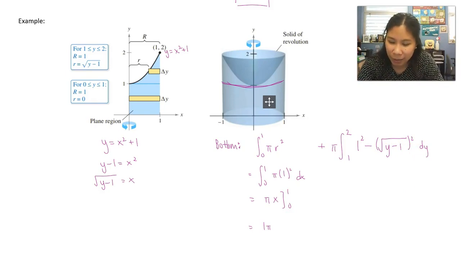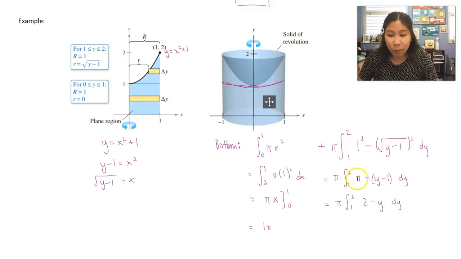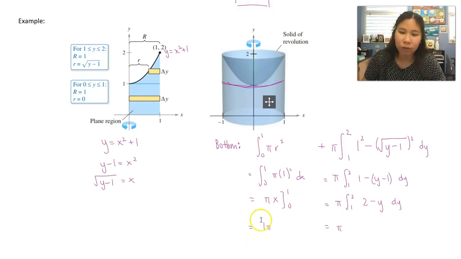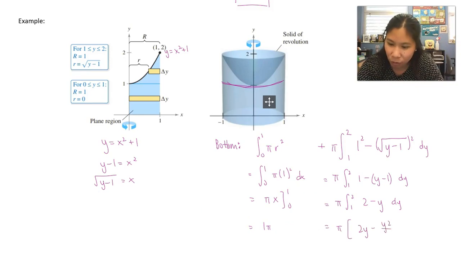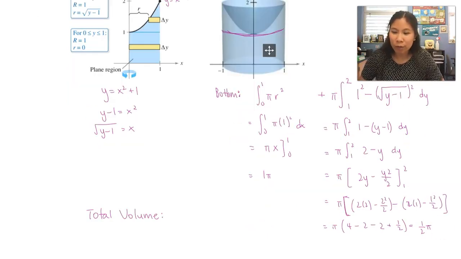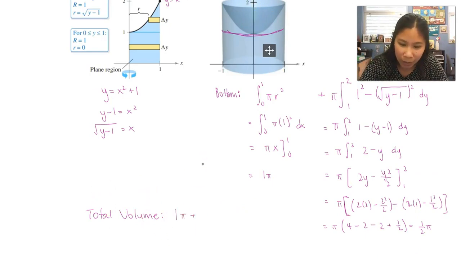Okay, then simplifying this down, I end up with 1 minus y minus 1, which really simplifies to 2 minus y. And then I can find the antiderivative of that to then find my total volume and then add it to the 1 pi of the bottom part. So my antiderivative is going to be 2y minus y squared over 2 from 1 to 2. So I end up with a volume of 1/2 pi for that top part of our weird shape. So then adding these two, the bottom and the top together, my total volume is going to be 1.5 pi. Or if you want to think about it as 3 pi over 2.